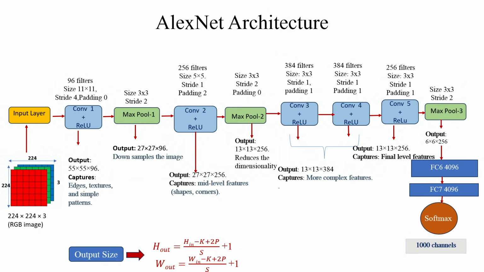So, when the output of maxpool 3 is going to fully connected layer 6, which has 4096 neurons, after flattening, the size that is going to the fully connected layer is 6 cross 6 into 256, which is equal to 9216, and this goes to the fully connected layer. We will see it when we are doing the parameter calculations as well. So, this is the overall architecture of AlexNet.